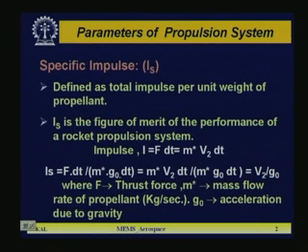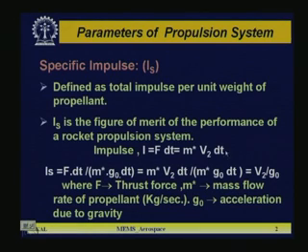One is total impulse, other is specific impulse. IS is defined as total impulse per unit weight of propellant. That means impulse per unit weight is known as specific impulse, which is known as IS. IS is the figure of merit of the performance of a rocket propulsion system, and impulse I is basically F dt, where force is m star V2, dt.